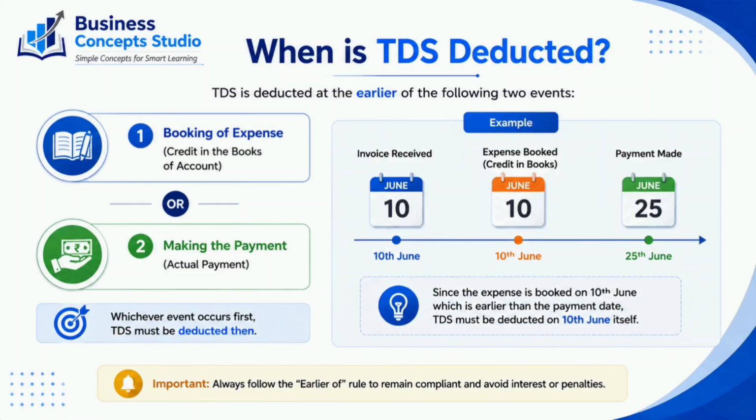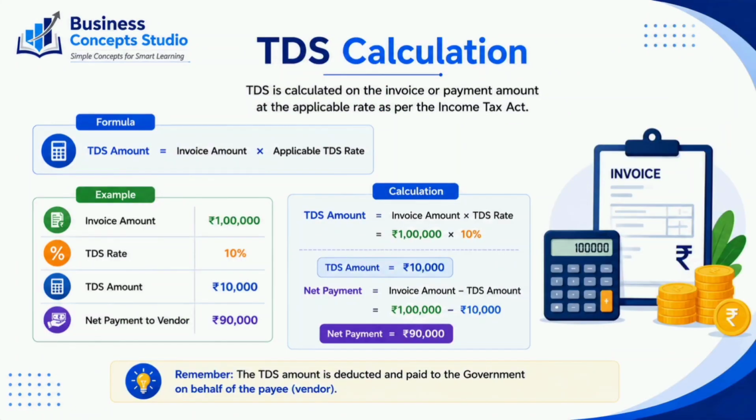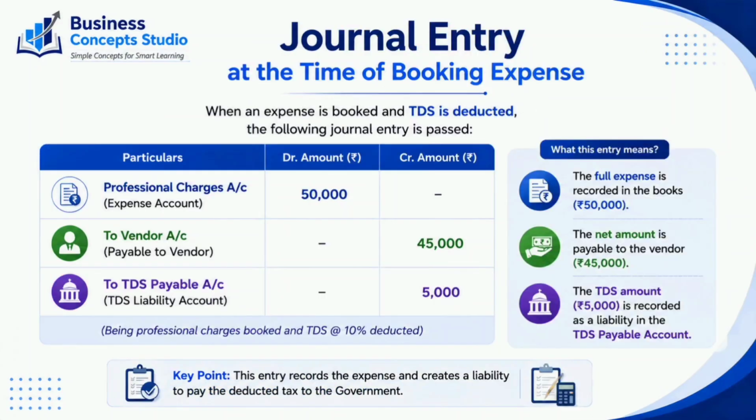Now let's understand the accounting treatment. Suppose professional charges amount to 50,000 rupees and TDS is 5,000 rupees. The expense account is debited by 50,000 rupees. The vendor account is credited by 45,000 rupees, and the TDS payable account is credited by 5,000 rupees.